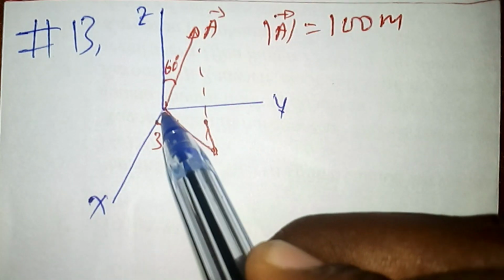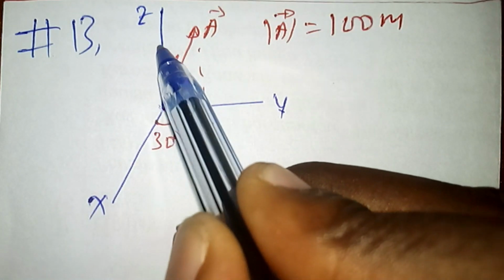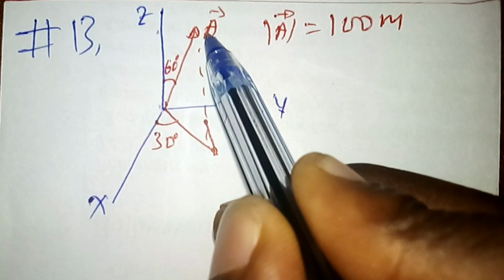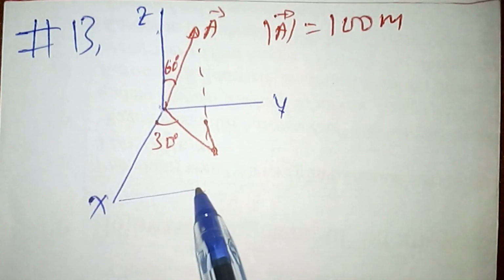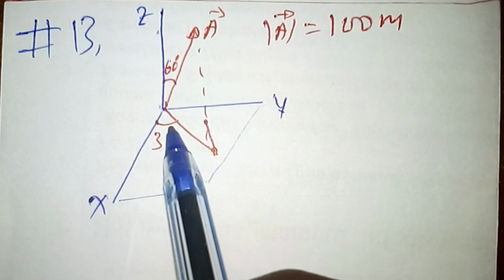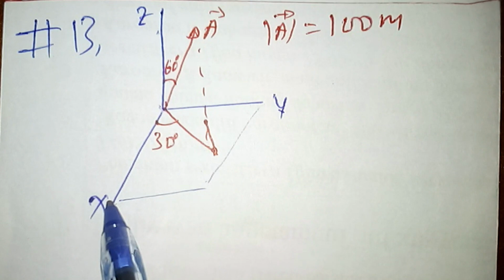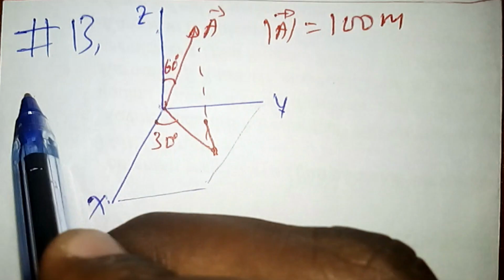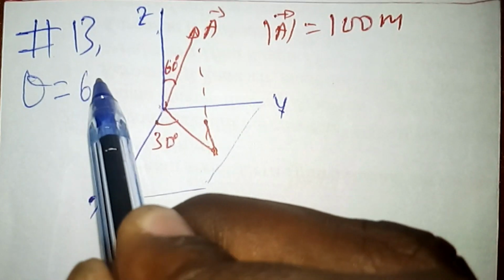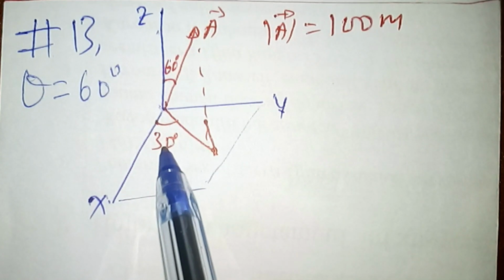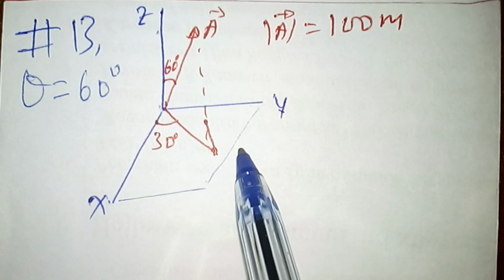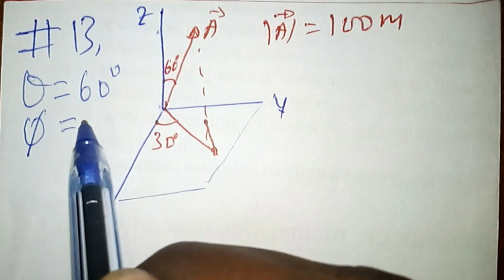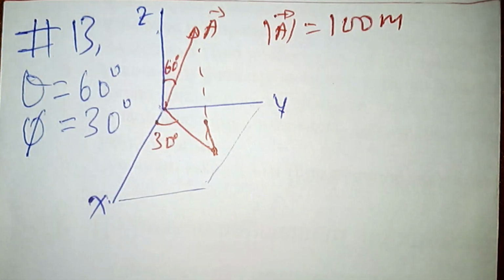So the vector A makes an angle of 60 degrees with the z-axis, and the component of vector A lying in the xy plane makes an angle of 30 degrees with the x-axis. Mostly we consider the angle which A makes with the z-axis as theta, which is 60 degrees, and the angle which the component of the vector in the xy plane makes with the x-axis is commonly considered as phi, which is 30 degrees.